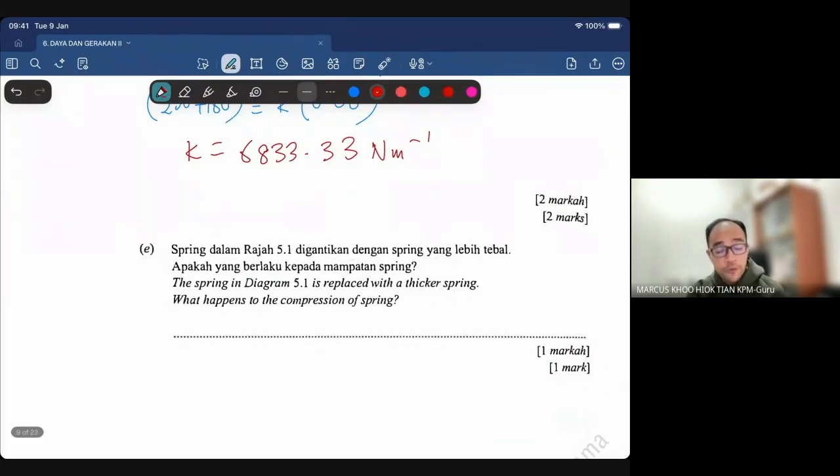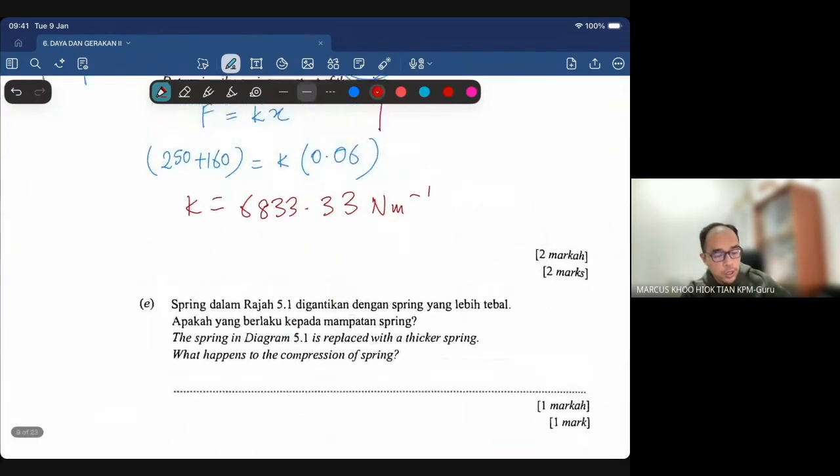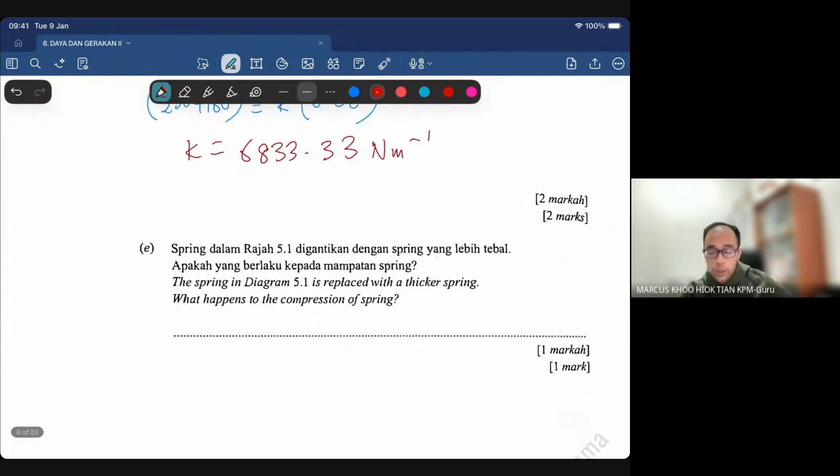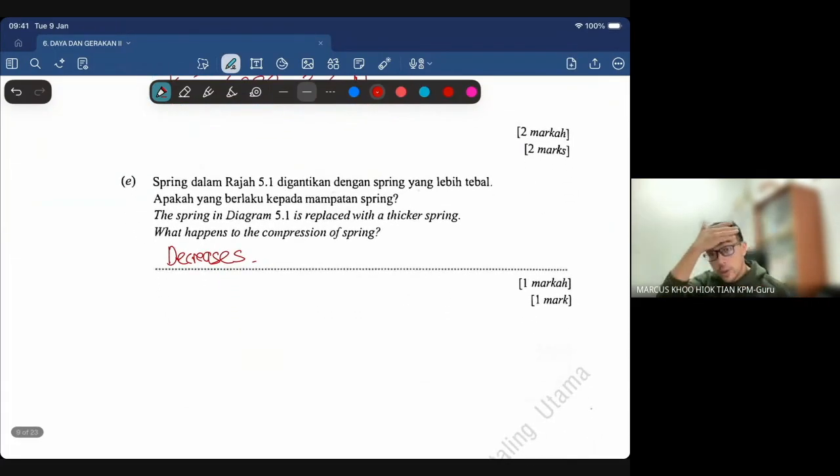The spring in diagram 5.1 is replaced with a thicker spring. What happens to the compression of the spring? A thicker spring usually means that it is a stiffer spring. If the spring is stiffer, the compression decreases. This is a good time to talk about the factors that affect the spring constant.